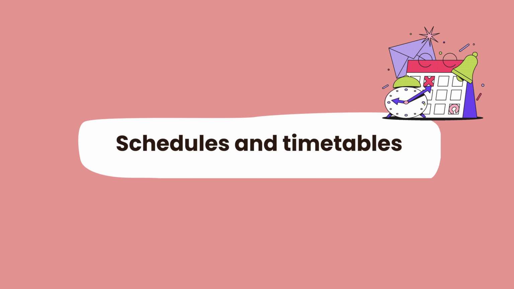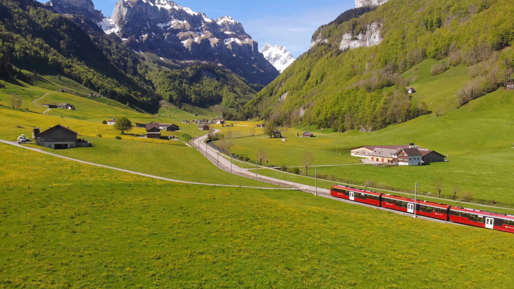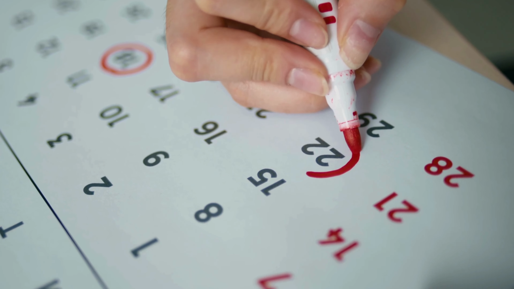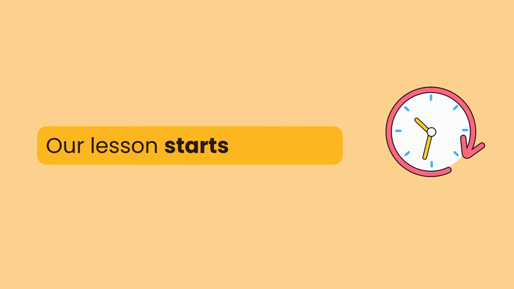Finally, we use the present simple for schedules and timetables, things that are planned and fixed, like transport or class schedules. For example, the train leaves at 7 p.m. Our lesson starts at 10 a.m.